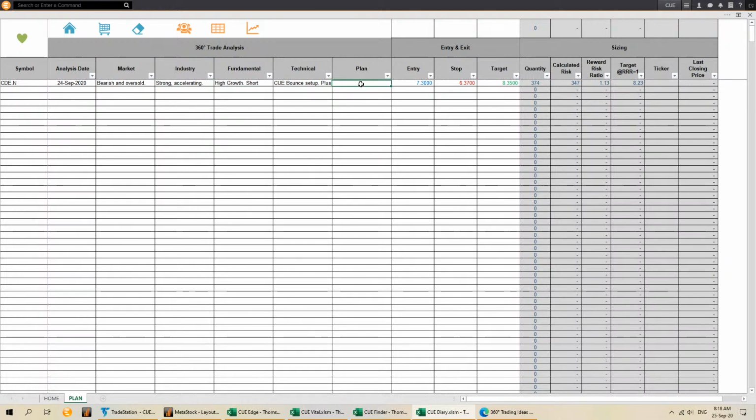What is the use of the plan field? There is one more field. Sometimes you may decide to buy it using a stock. Sometimes you may use a synthetic stock position. You may record it here.